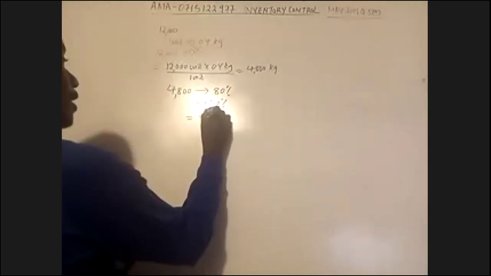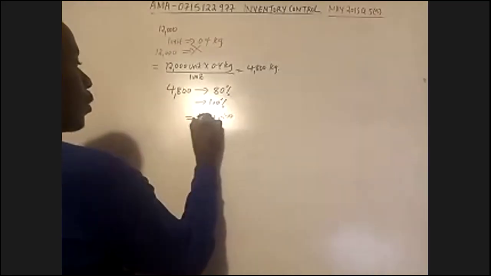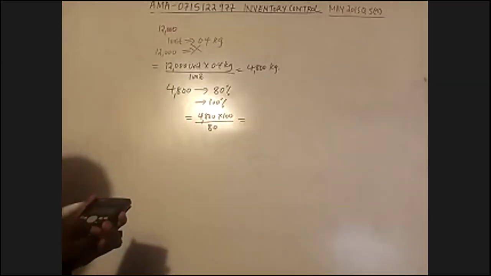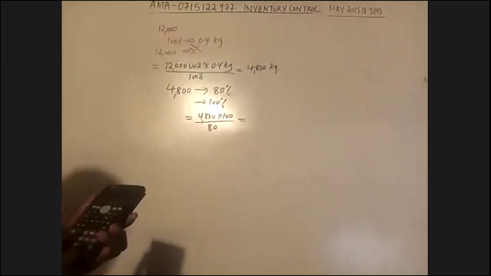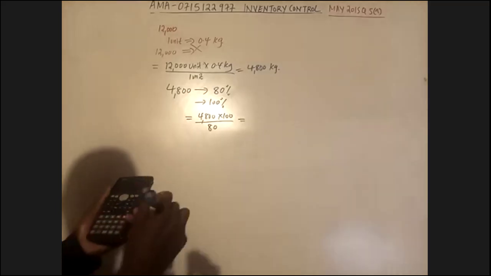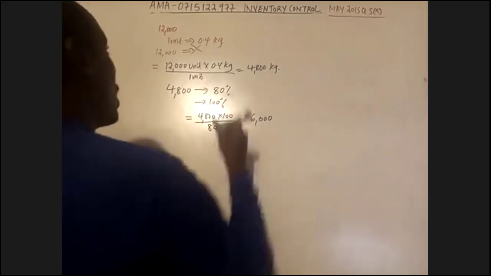So this one will be equal to 4800 times 100 over 80%. Itakuwa ngapi? 4800 divided by 80 times 100 gives 6,000. Now, that's our annual demand.